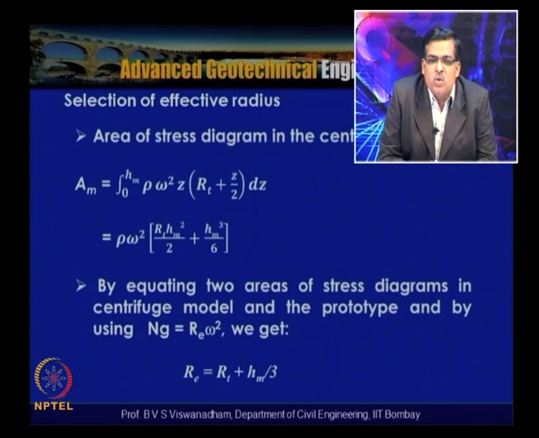Now by equating the two areas of stress diagrams in the centrifuge model and the prototype, and by using ng is equal to re omega square, where re is called the effective radius, which is measured from the center of the shaft to a point within the model where we are going to find the equivalency of the stresses. By equating the areas of the stress diagrams in the centrifuge model and in the prototype, we get re is equal to rt plus hm by 3. By simplifying and substituting for ng is equal to re omega square, we get re is equal to rt plus hm by 3.